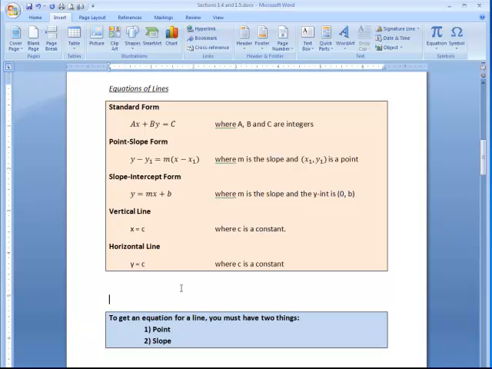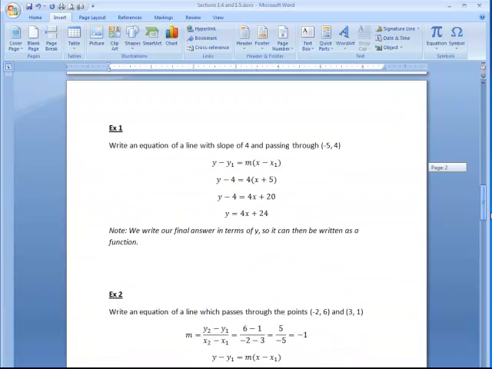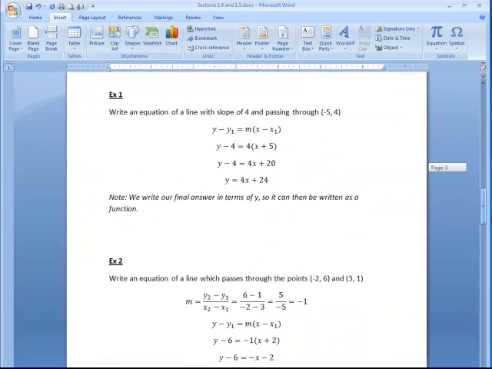So when it asks for equations for lines, the first two things we have to check off is to see if we have a point and a slope. So let's look at some examples. Our first example says write an equation of a line with slope 4 passing through the point -5, 4.